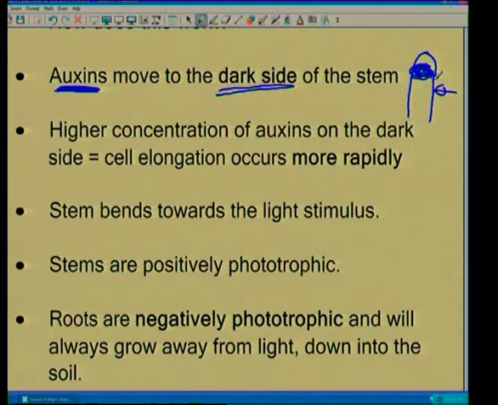Then it's unilateral, and the auxins are not going to be here in the middle. Where are they going to be? They're going to only collect on the dark side. And no, it's not Star Wars, okay? So here we go. All the little auxins collect on the shaded side, not the light side. Only the shaded side.